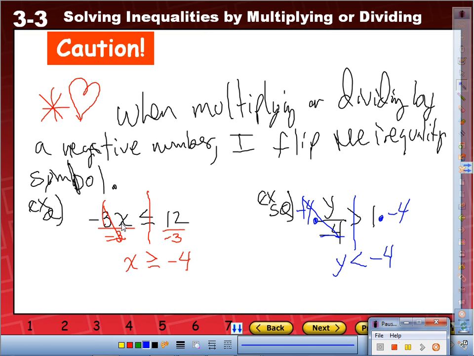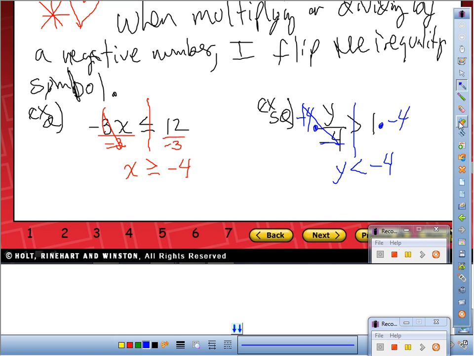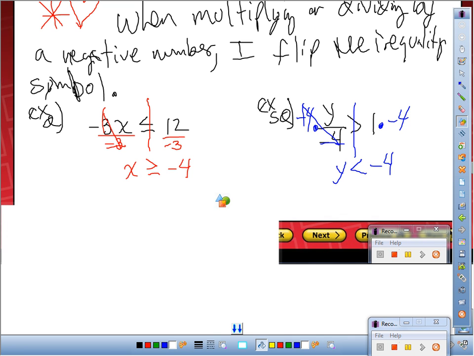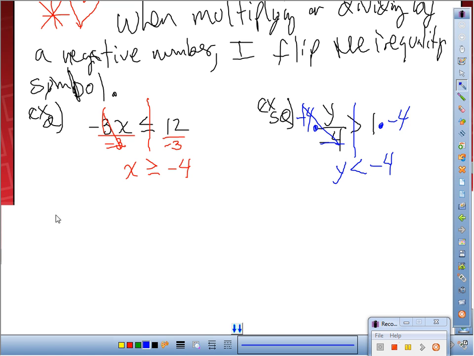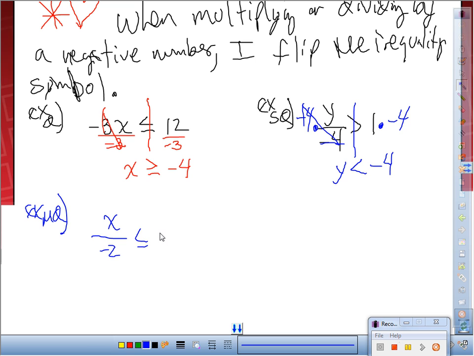Did everybody understand this part where we flip the inequality symbol? Okay, let me give you 2 more to make sure you got this. Write these down, please. You don't have to graph them since we already know how to graph. So write example mega Q. X divided by negative 2 less than or equal to 10. Example Shazam Q. And that one, let's do negative 2 m is greater than or equal to 10.